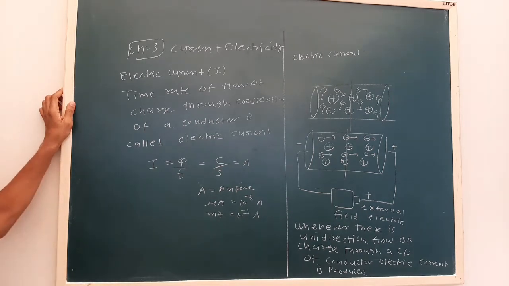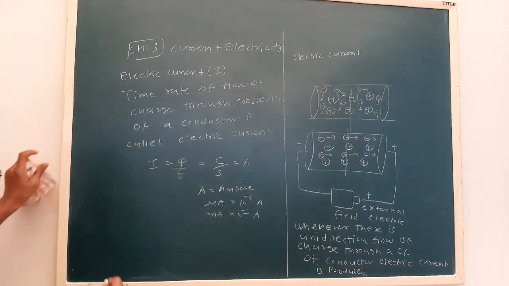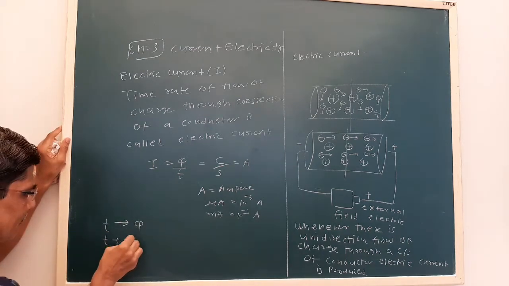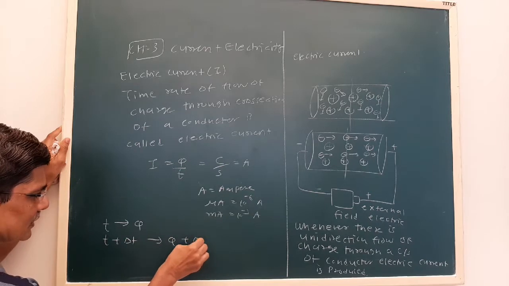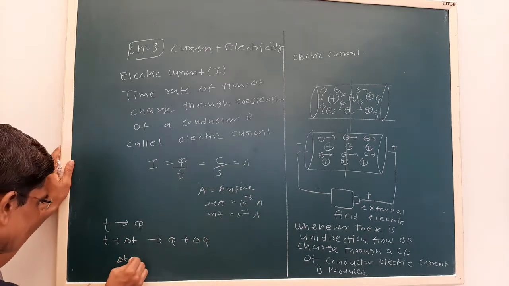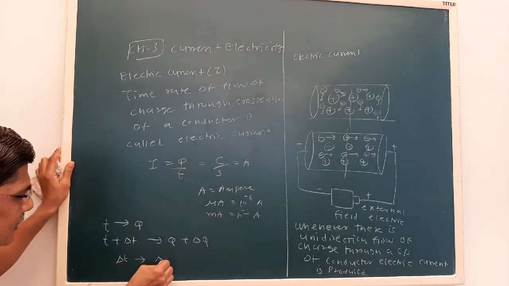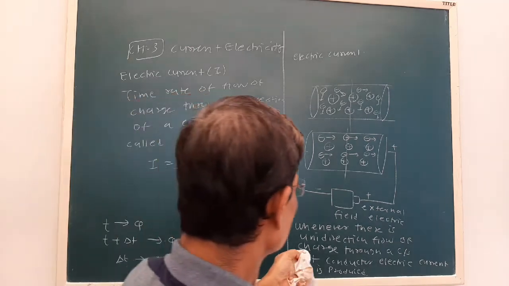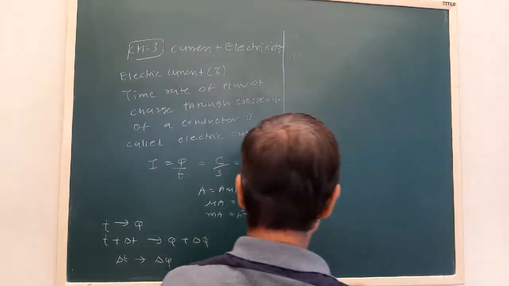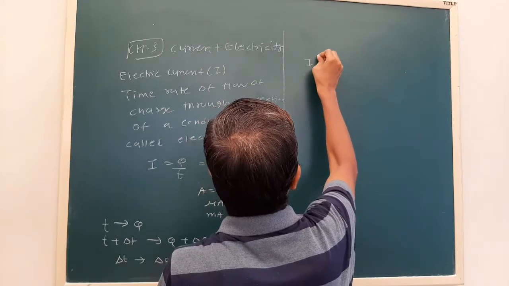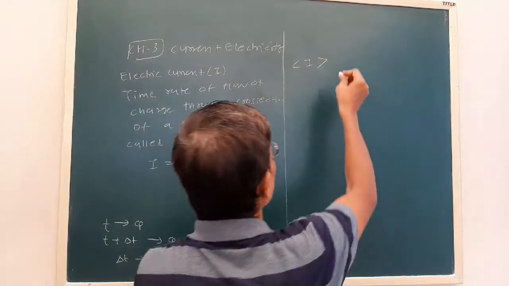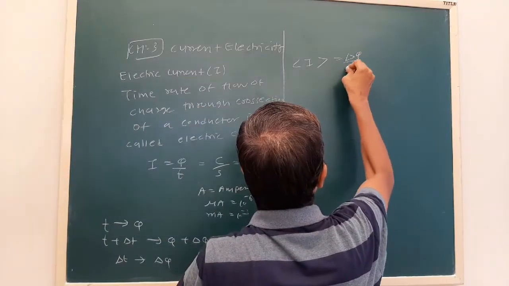Now we can explain like this also. At time t, charge Q flows through the cross section of a conductor. At time t plus delta t, charge Q plus delta Q has flowed. So in a delta t time, delta Q charge flows through the cross section. So in that case, the average current, this is the symbol for the average, I average is equal to delta Q by delta t.